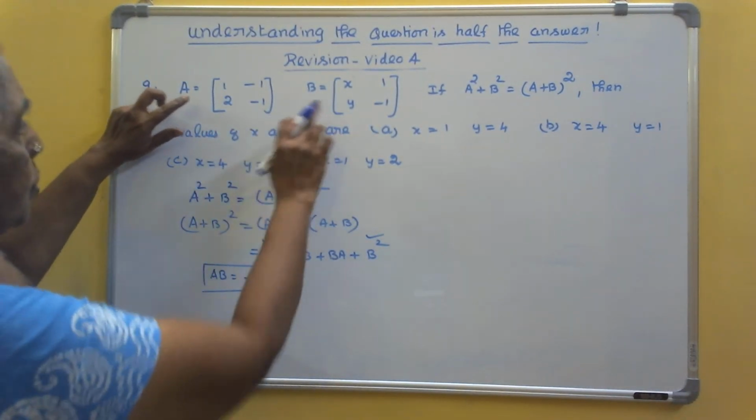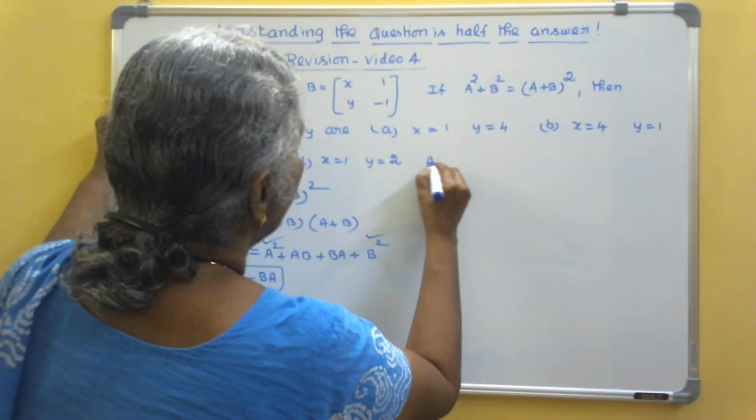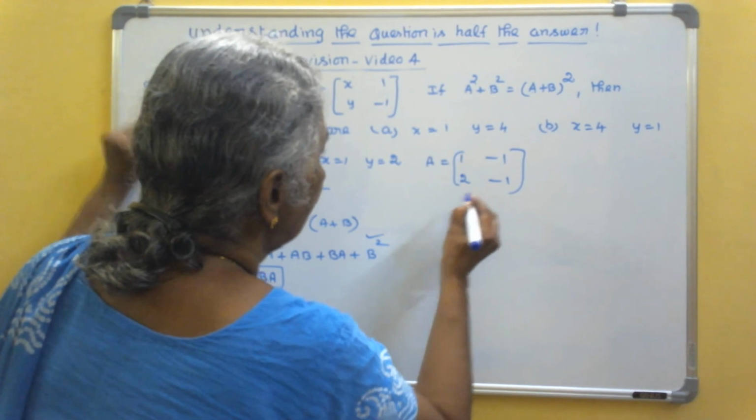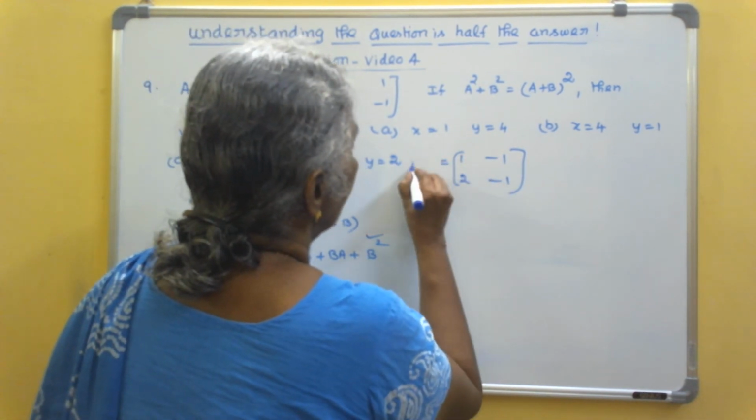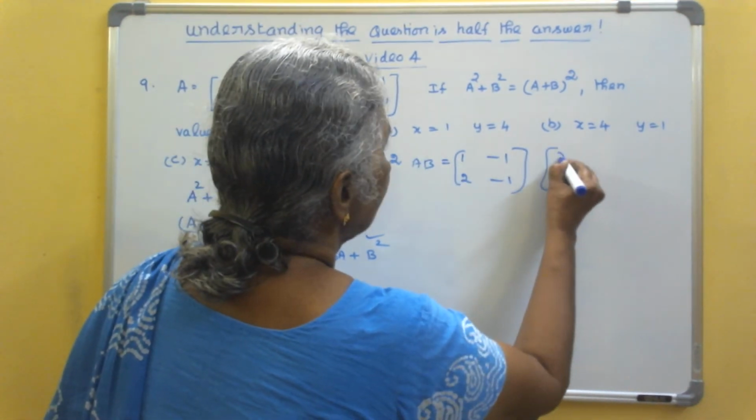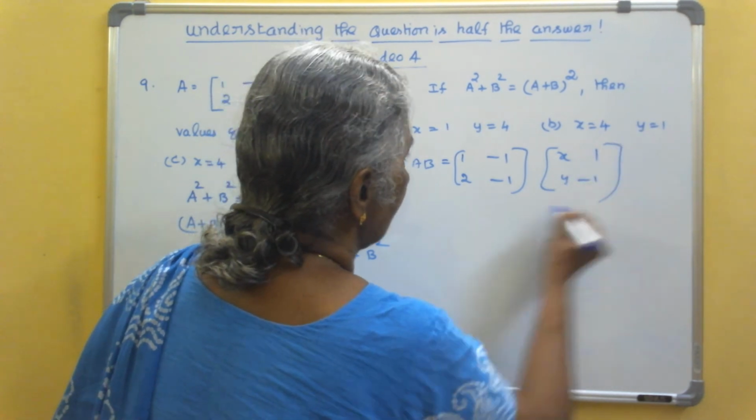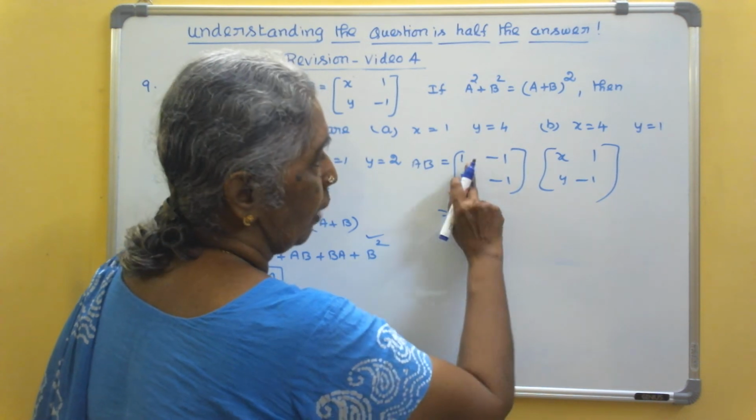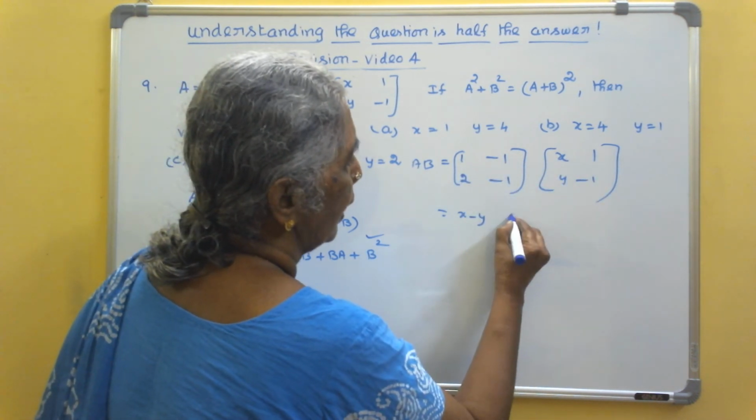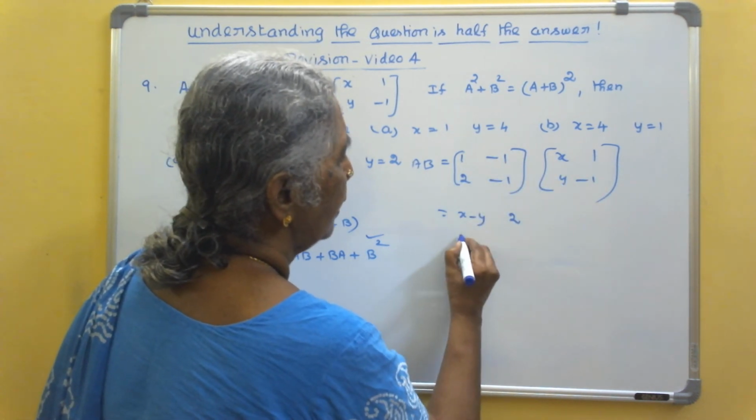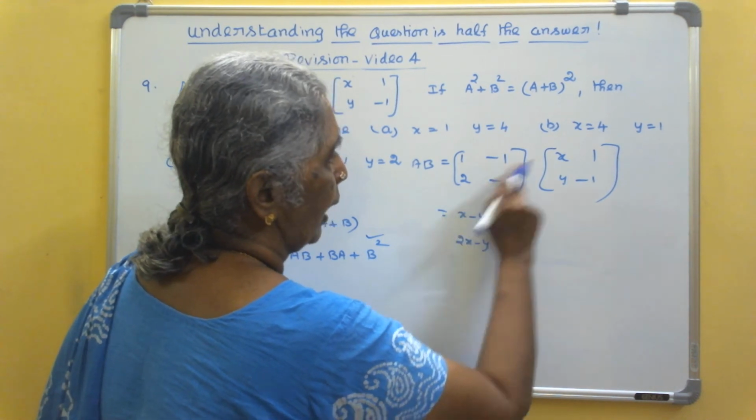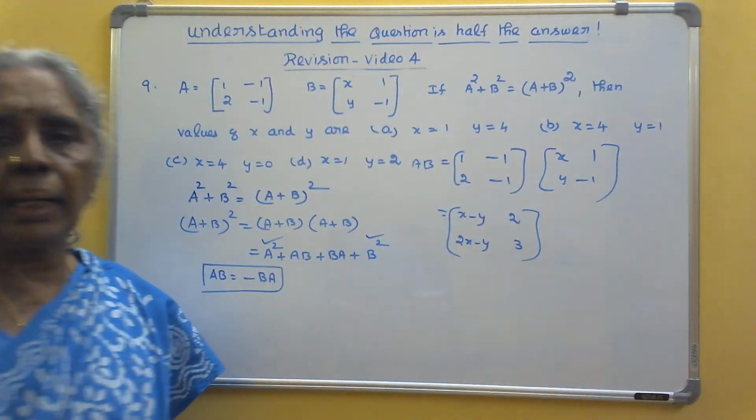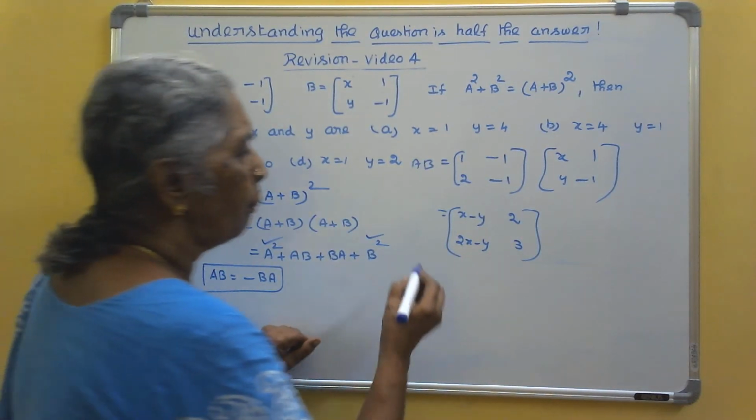So now let us do what is AB. Let me write A: 1 minus 1, 2 minus 1. Then I will write here B, which is x 1, y minus 1. So you know this is x minus y. Then 1 plus 1, that is 2. Here you get 2x minus y. Then 2 plus 1, 3. This is your AB.